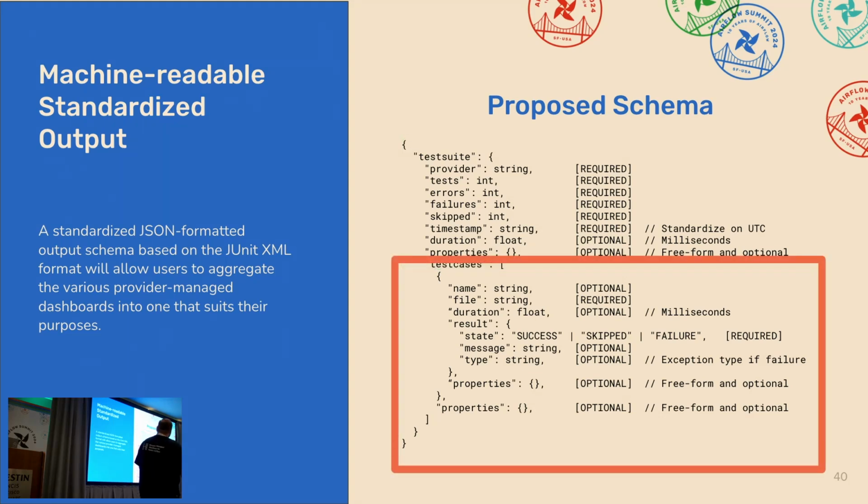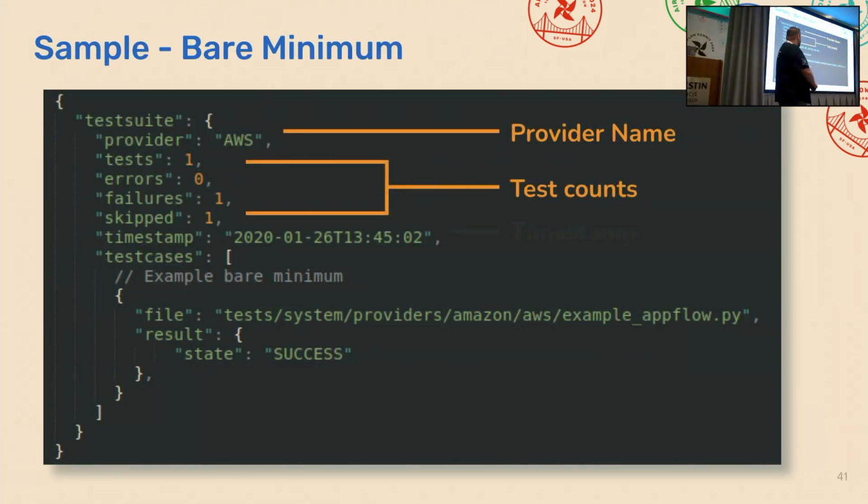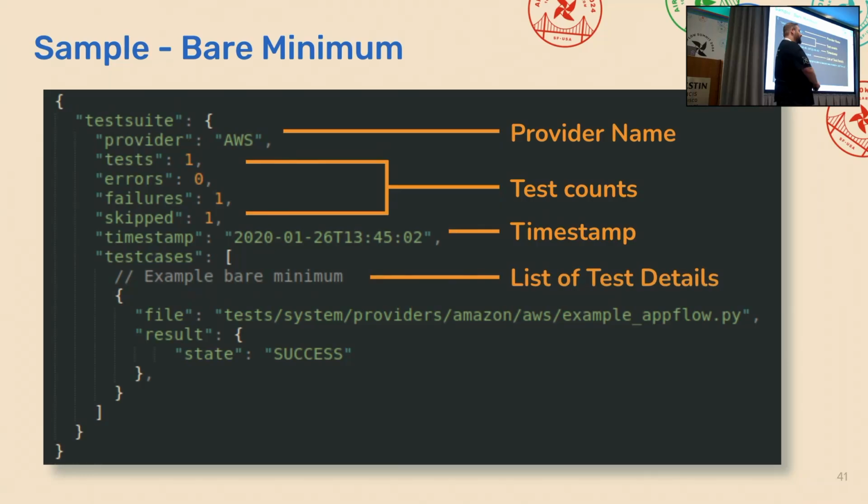And the second portion is a list of cases. Basically, we've got the provider and then all the tests that they're running. For the test cases, again, the only required fields are going to be the name and the result. Everything else is pretty much optional. So what this might look like as a bare minimum would be this right here.